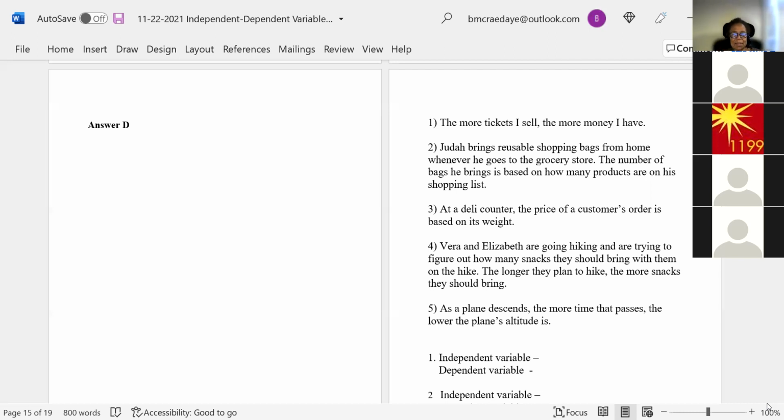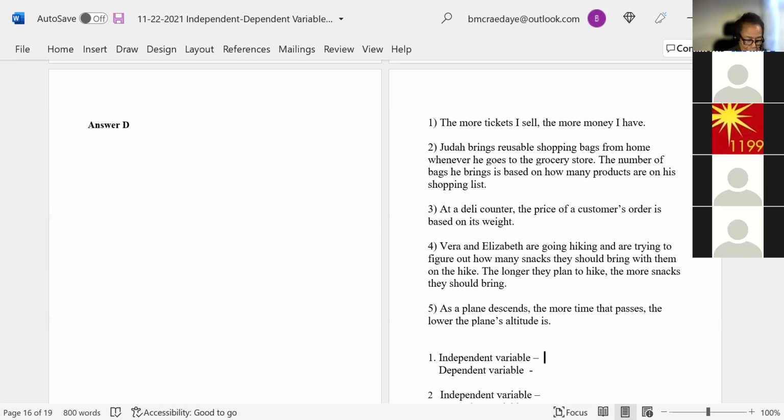Okay, let's look at the first one. Alva, the first one, the more tickets I sell, the more money I have. Tell me your independent and dependent variables. I would say the amount of tickets that I sold. Is that independent or dependent? It depends on the money, so independent.